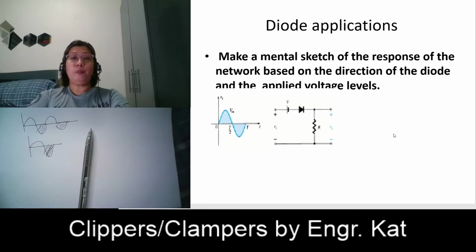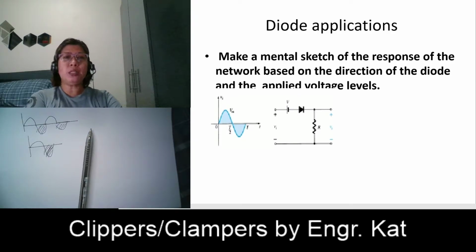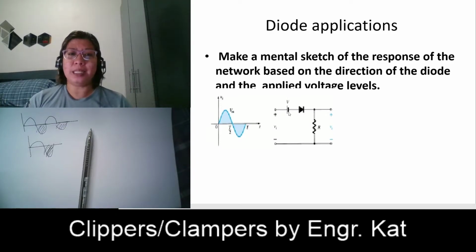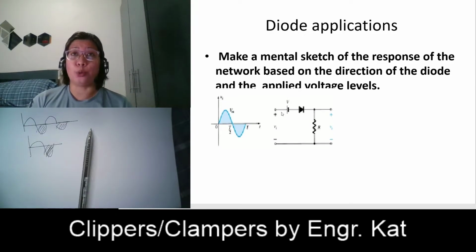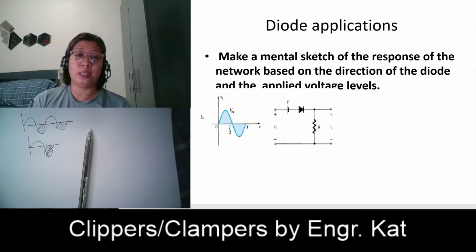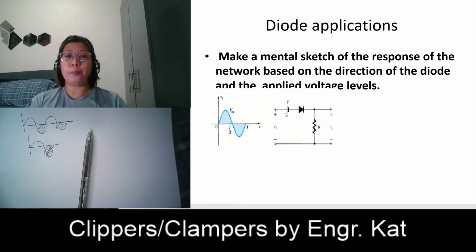So what are we going to do? First, you have to make a mental sketch of the response of the network based on the direction of the diode and the applied voltage level. So, for example, let us first analyze the diode using this source. We do not consider yet your AC source. Let us just consider your DC source. What will happen to the diode when we apply this DC source, using the DC voltage V?